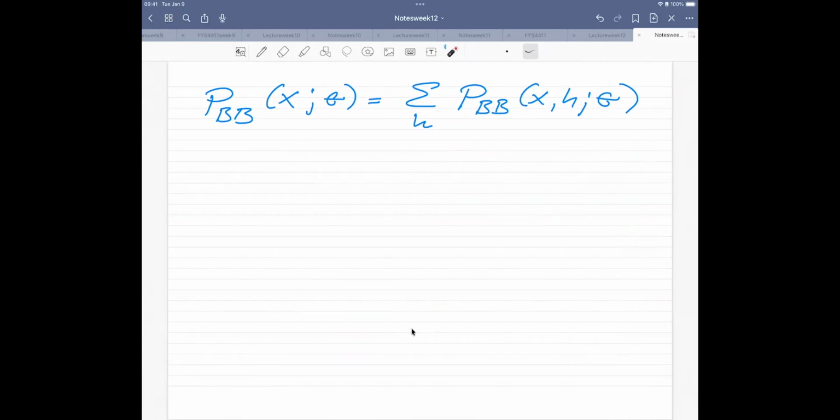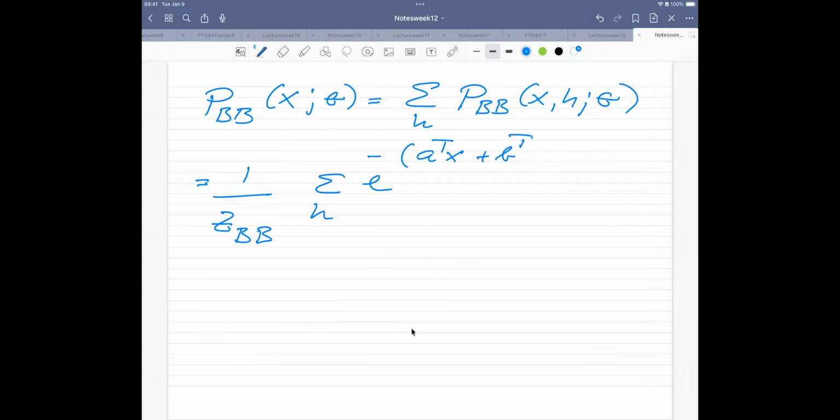So if you look at this expression here, this is something which we can rewrite. I just wanted to go through some of the basics here, and then we are going to go back to the Jupyter notebook. So this is a sum over h, and then we have e to the minus, and then a transpose x plus b transpose h plus x transpose W h. So when we look at this sum here, the whole thing is equal to 1 over Z_BB.